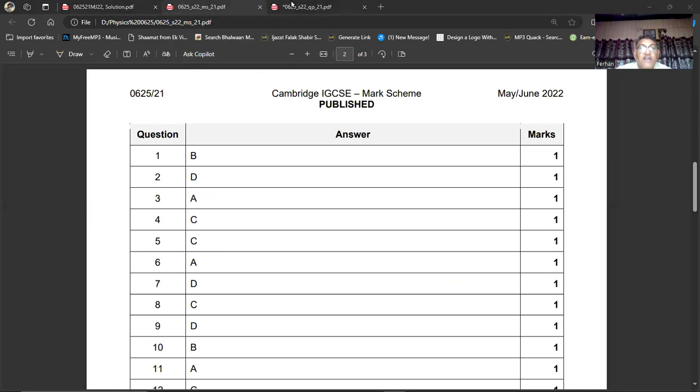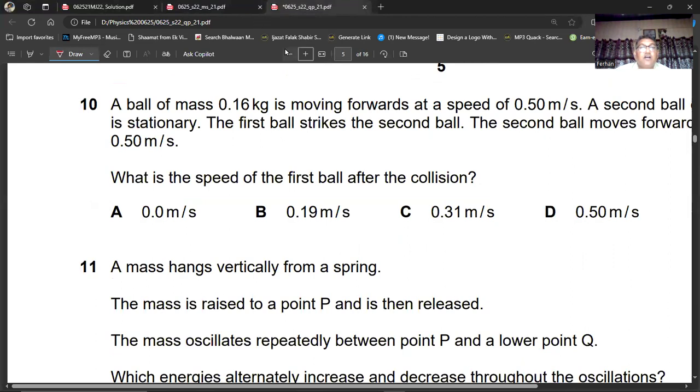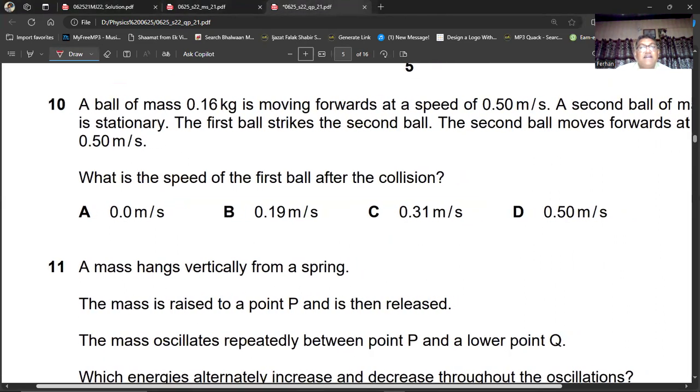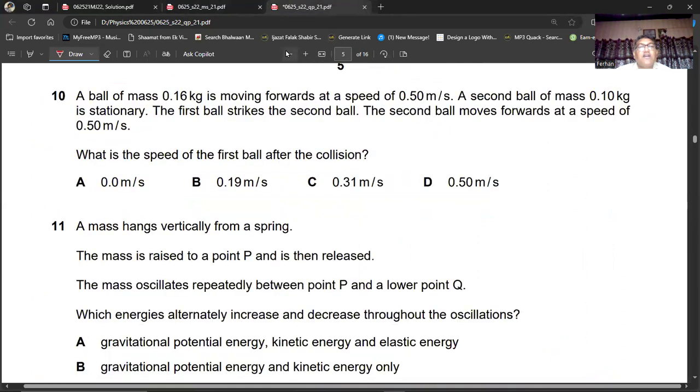Okay, so we are going to the next part, and the next question is question number 10. Okay, so we have to reduce the size. A ball of mass 0.16 kg is moving forward at a speed of 0.50 meter per second. A second ball of mass 0.10 kg is stationary. The first ball strikes the second ball. The second ball moves forwards at a speed of 0.50 meter per second. What is the speed of the first ball after the collision?